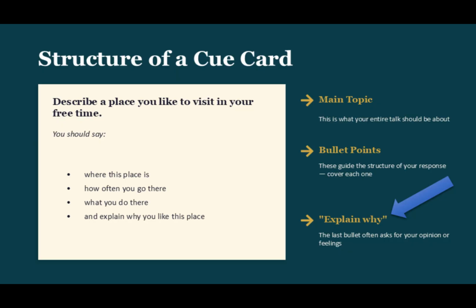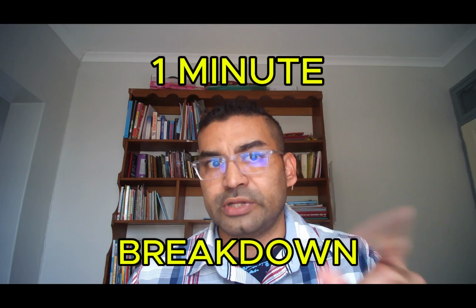And then normally the last bullet point asks you for your opinion about why did you have that experience and how did you feel about it. So the last bullet point is more or less about your experience and why, right? So this is the structure of the cue card, and we're going to break it down even further on how to handle the answer. Okay, so we're going to do that.